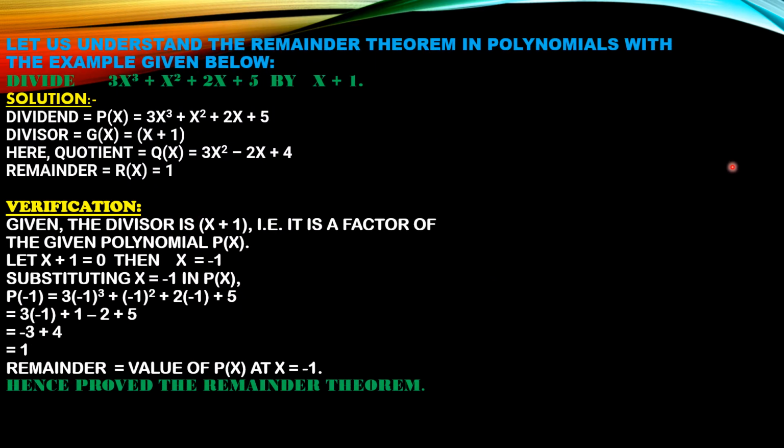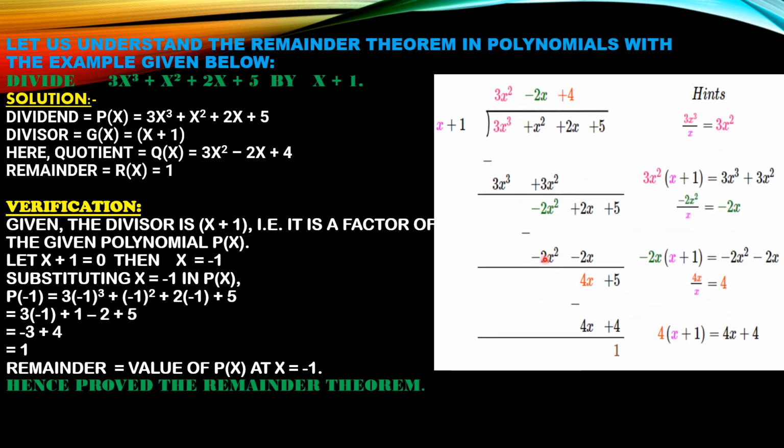Let us take this example where we have to divide the polynomial 3x cube plus x square plus 2x plus 5 by the divisor x plus 1. Here the dividend is this polynomial of degree 3 and the divisor is just a linear polynomial x plus 1. So how do we perform division? The right side shows the steps of long division. Observe the first term of the dividend. The first term of the dividend 3x cube is divided by the first term of the divisor x. So the answer is 3x square. We get the first term of the quotient in this way. 3x square is our first term of the quotient.